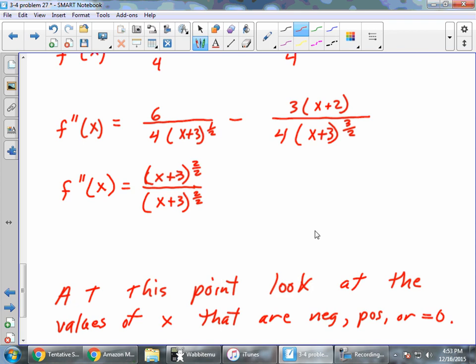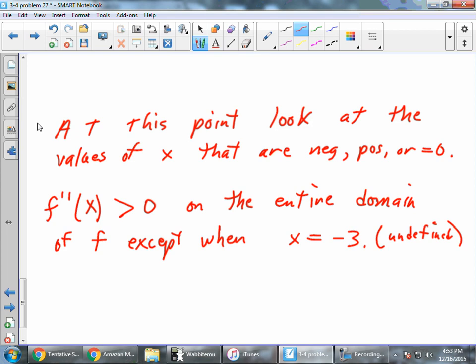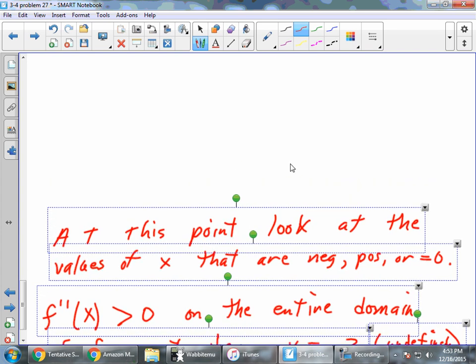1, all that is 1 in disguise, times 6 over 4 times the quantity x plus 3 to the 1/2. That's just this guy here. I'm just bringing that down, multiplying it times 1, minus 3 times the quantity x plus 2 over 4 times the quantity x plus 3 raised to the 3/2 power. I have to make a little bit more room here. This was left over from today, but we're not quitters. We are not quitters around here.